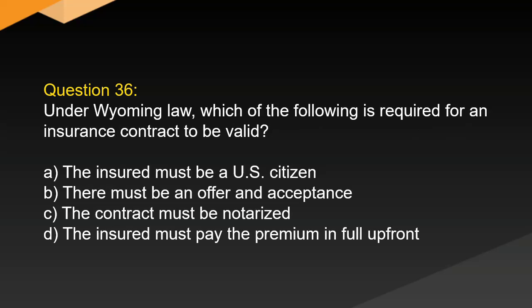Question 36. Under Wyoming law, which of the following is required for an insurance contract to be valid? A. The insured must be a U.S. citizen. B. There must be an offer and acceptance. C. The contract must be notarized. D. The insured must pay the premium in full upfront.